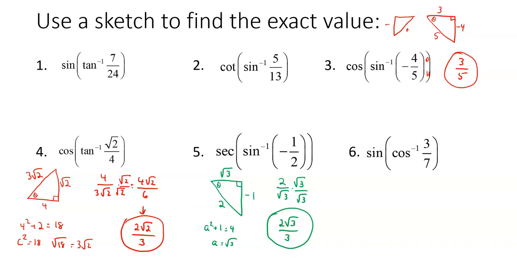All right, for number 6, the sine of the inverse cosine of 3/7, first quadrant, so everything's positive: opposite, adjacent, over hypotenuse. Find the opposite, that gives me 49 minus 9. Take the square root. Simplifies to 2 square root of 10. And now you can take the sine. So sine is opposite over hypotenuse.